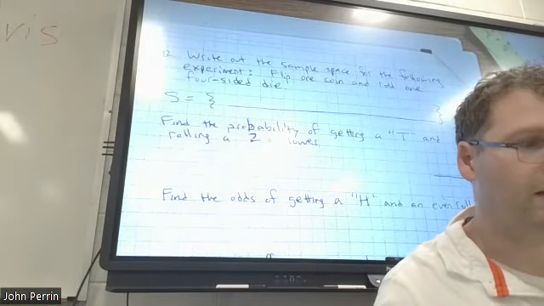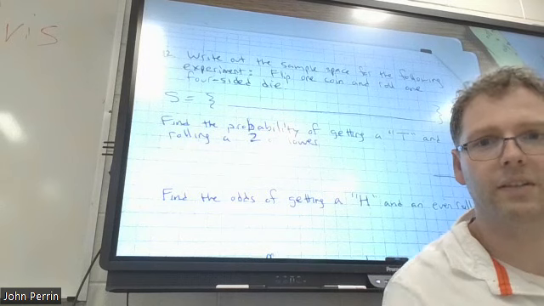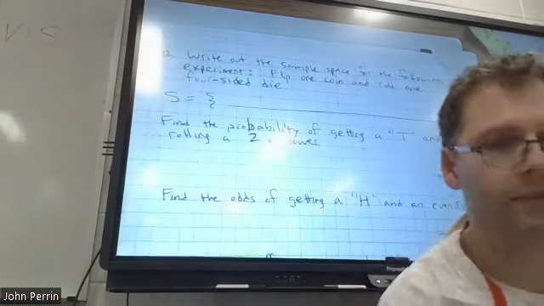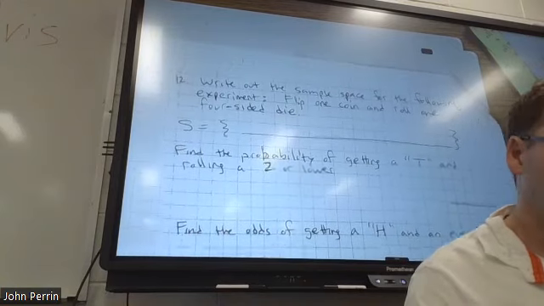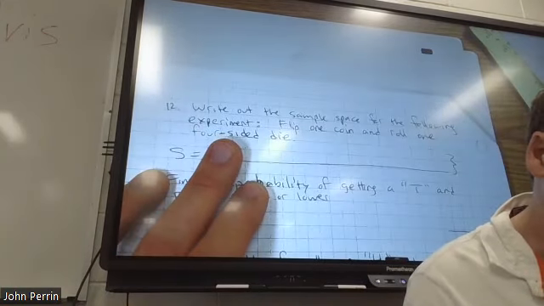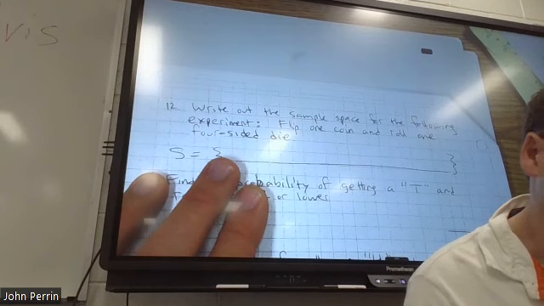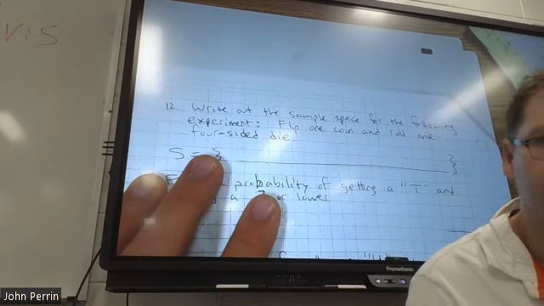Okay, guys, we are on our fourth mini session. We're looking at this page of sample questions to study for your final. The question is, write out the sample space for the following experiment. Flip one coin and roll one four-sided die.